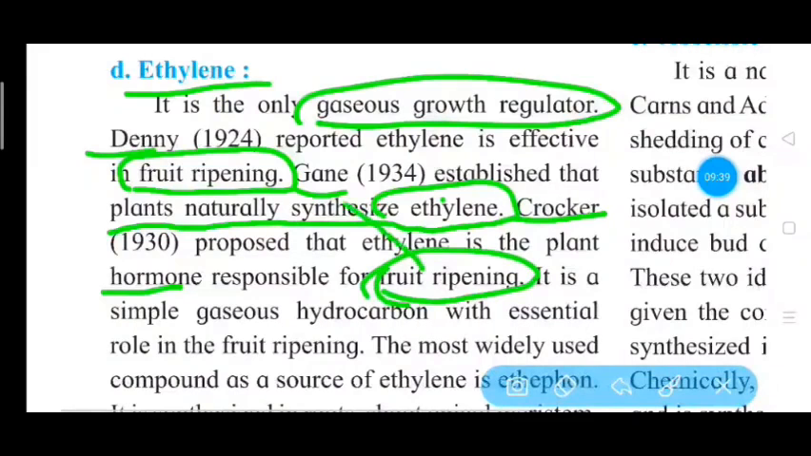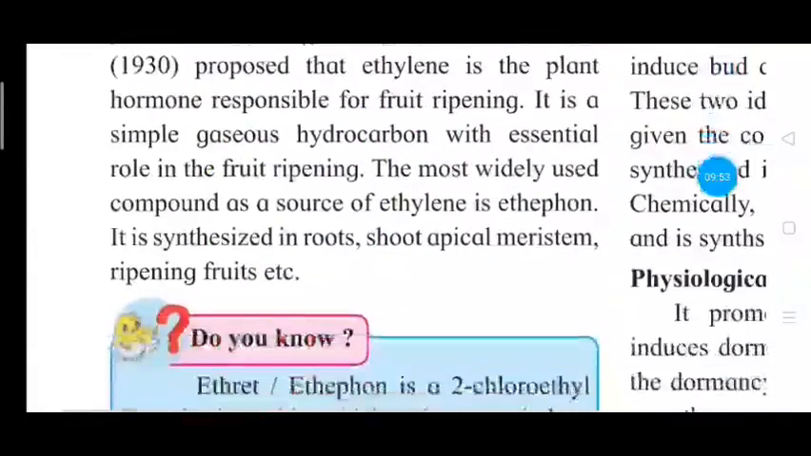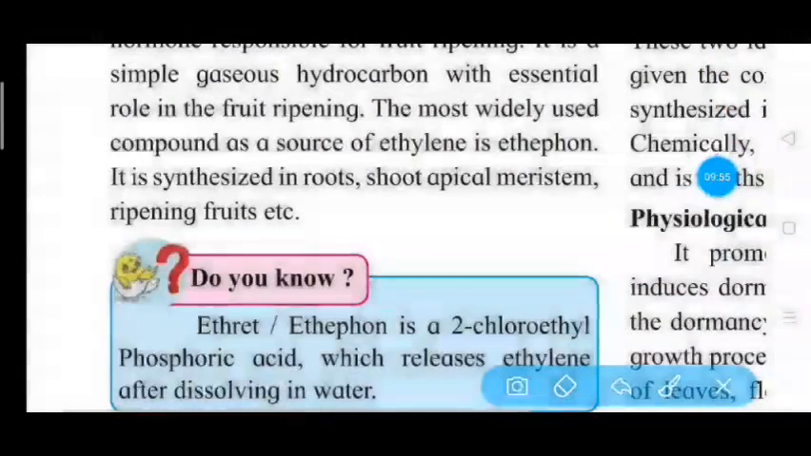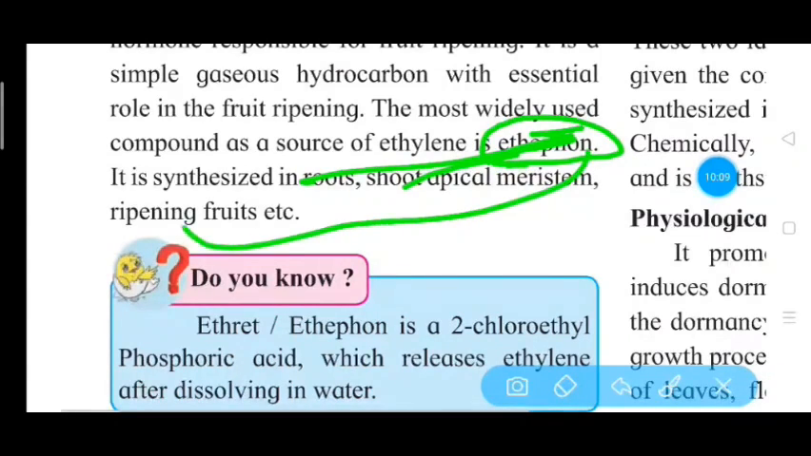Okay, that we have studied here. Fruit ripening. It is a simple gaseous hydrocarbon and it has an essential role in fruit ripening. Most widely used compound as a source of ethylene is ethephon. It is synthesized in root, shoot, apical meristem and ripening fruits.